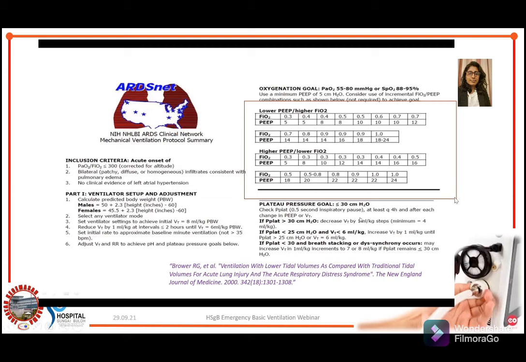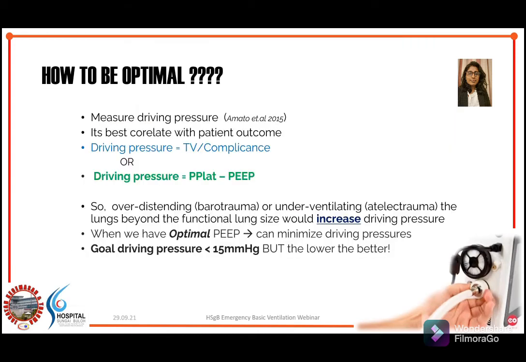This is a traditional way of managing ARDS, and the goal is just to make sure the P-plat is less than 30. However, as years passed, new studies came up, and they mention that ARDSNet does not take into account the proportion of the lung that is not available for ventilation. So in 2015, there was a new study done by Amato et al. He started mentioning measuring the driving pressure, because driving pressure best relates to patient outcome.